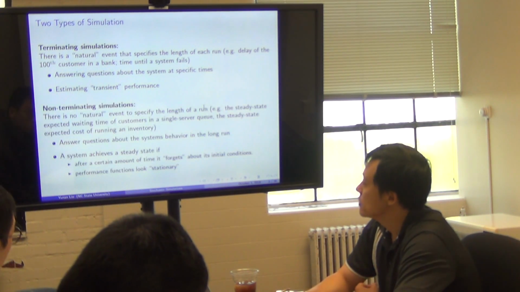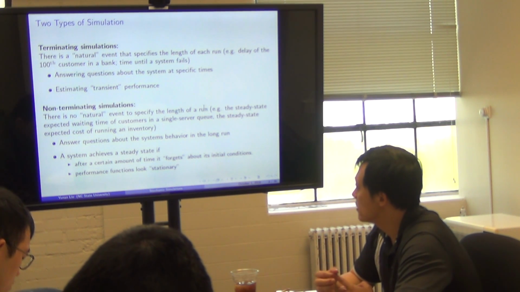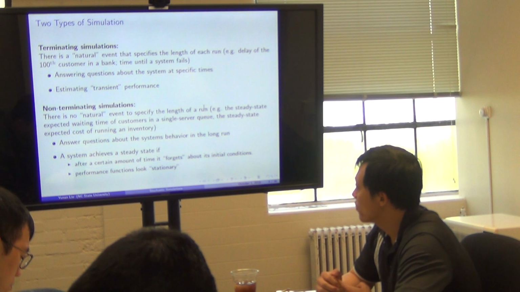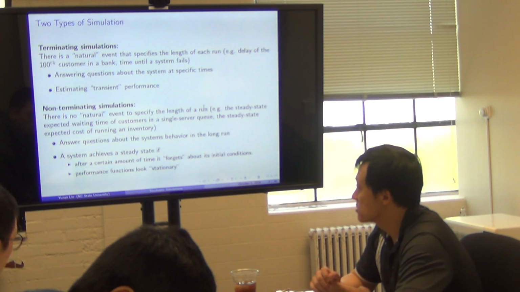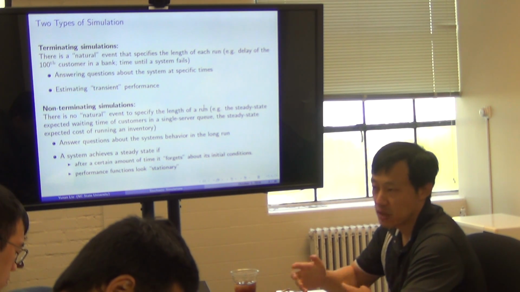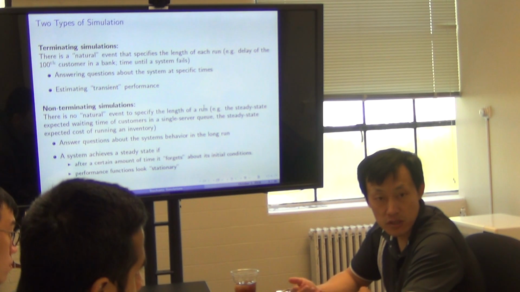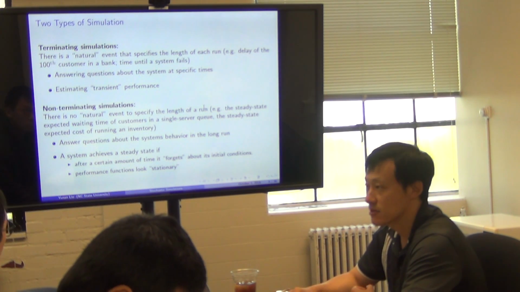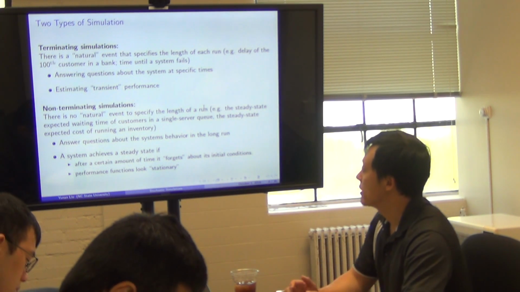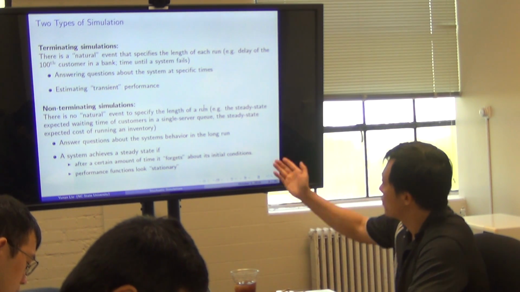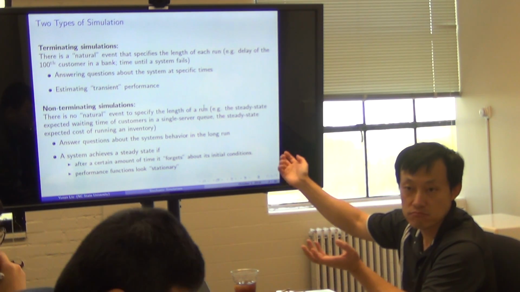Okay. There's a non-terminating system as well. There's no natural event to specify the length of the run. For instance, if you hope to estimate the steady state expected waiting time of customers, some of you took 760, you know what I mean by steady state, right? You send t to infinity, you have steady state. So how do you estimate steady state? You have to send t to a large number, but how large, right? Okay. So answering this question, or the steady state expected cost of an inventory system, right?